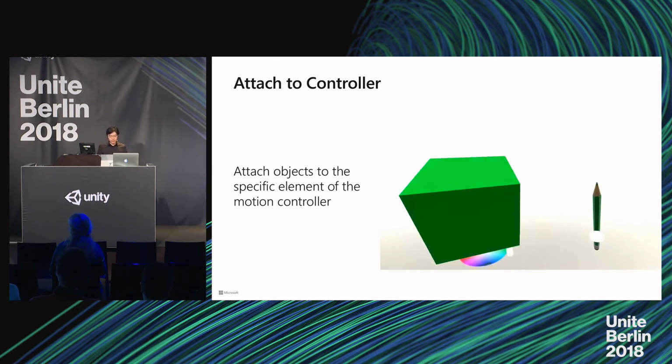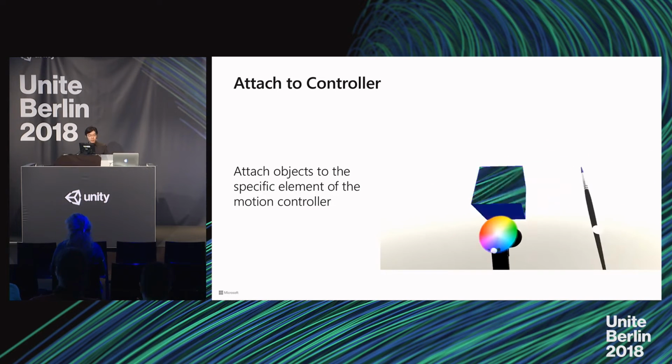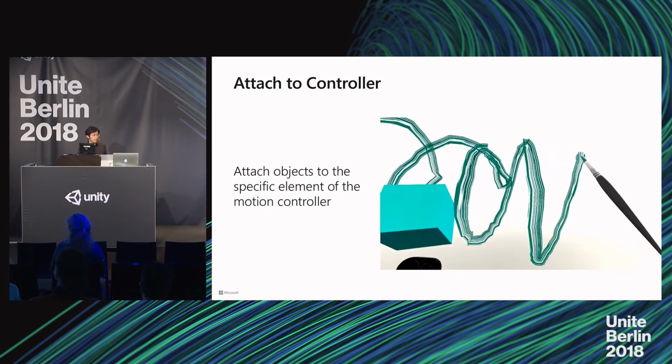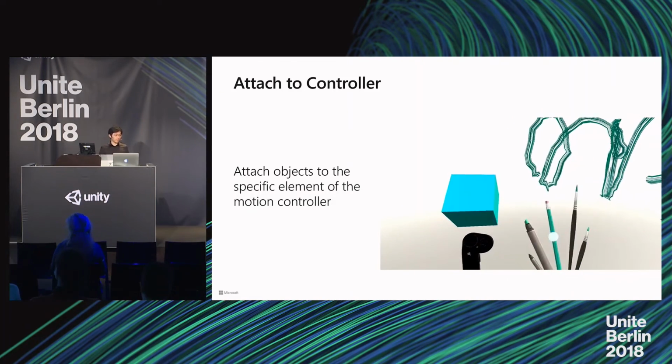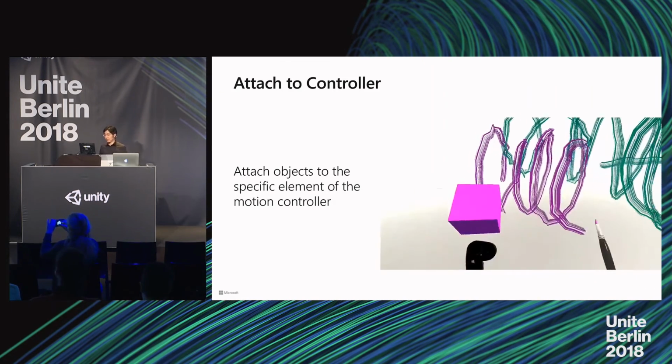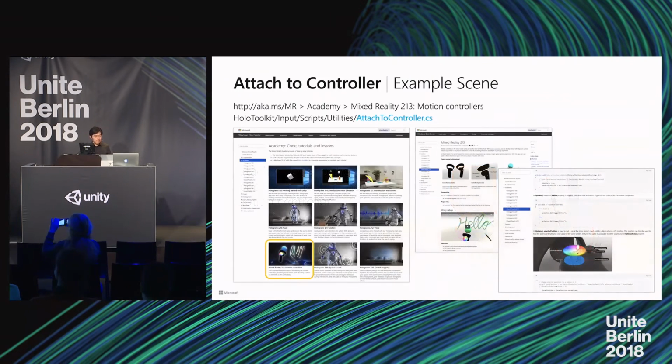Attached controller is for immersive headsets' motion controllers. It allows you to easily attach an object to the motion controller. For example, you can attach a UI or other interactive object. You can find great examples under one of our Academy tutorials, Mixed Reality 213 motion controller. When you look at the page, you're going to find very detailed examples of attaching the object, UI, or customizing the motion controller. And in MRTK, we have this attached to controller script.